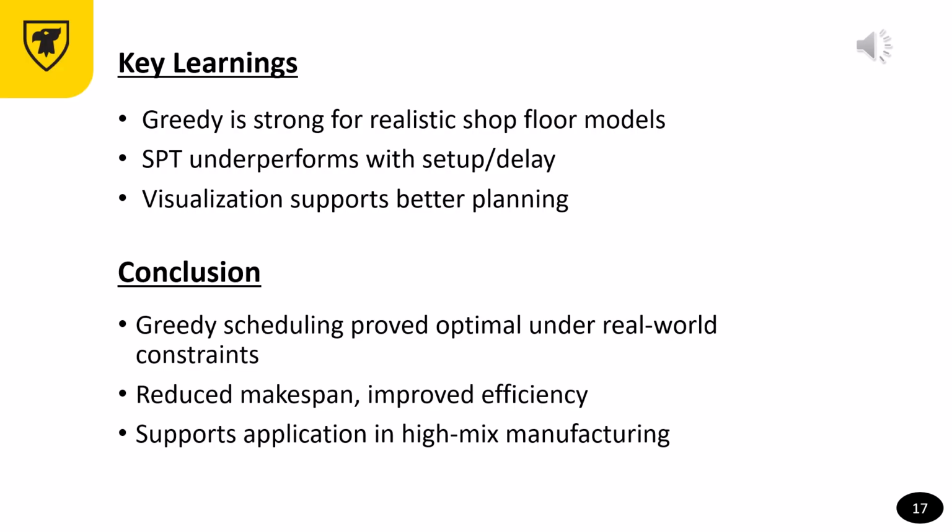Based on our experiments and analysis, we have gathered several key learnings. Greedy scheduling performs best under complex and real-world constraints. The shortest processing time algorithm might be theoretically optimal for simpler cases, but not when setup and release times are critical. Third, the importance of visualization tools like Gantt charts becomes evident, as they help to validate schedule feasibility and identify bottlenecks.